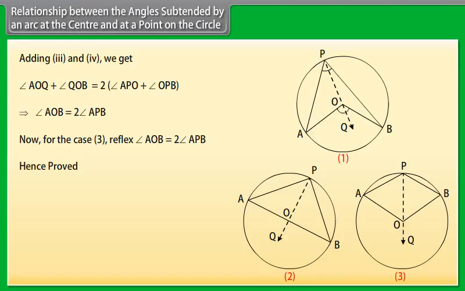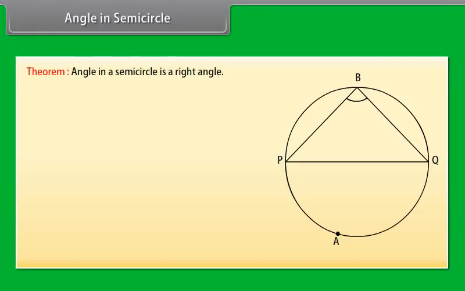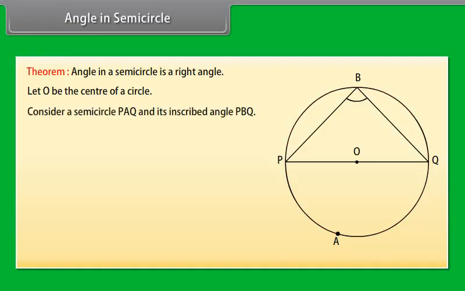Hence proved. Angle in a semicircle. Theorem: angle in a semicircle is a right angle. Let O be the center of a circle. Consider a semicircle PAQ and its inscribed angle PBQ.